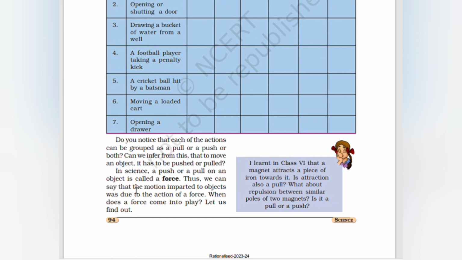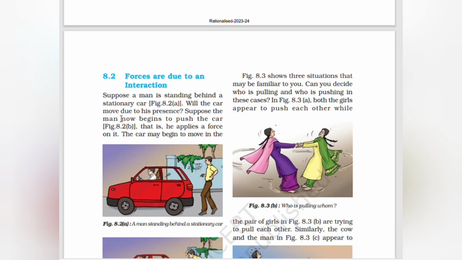In science, a push or a pull on an object is called a force. Thus, we say that the motion imparted to objects was due to the action of a force. When does a force come into play? Let us find out. Forces are due to an interaction.